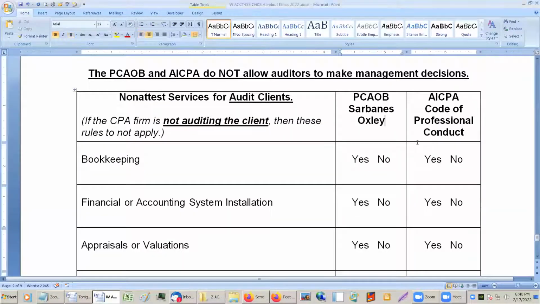Now, the one overriding thing that both of these have is that both the PCAOB and the AICPA are very diligent that you should not do any management tasks, that you should not do any management activities. So you cannot do the management of the company. They're very clear on that, that it's not allowed for you to make managerial decisions. Okay, so PCAOB, now this is for issuers, publicly traded.